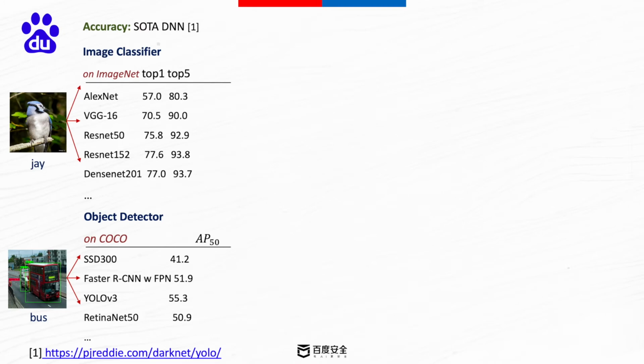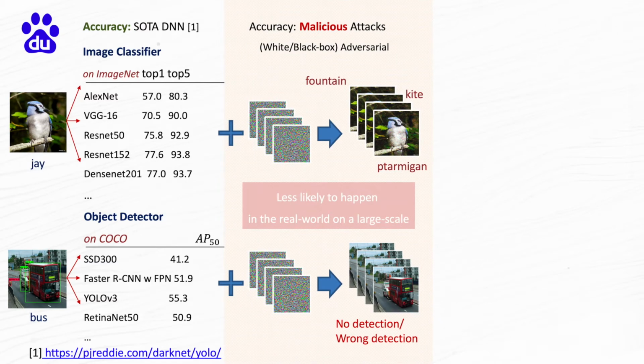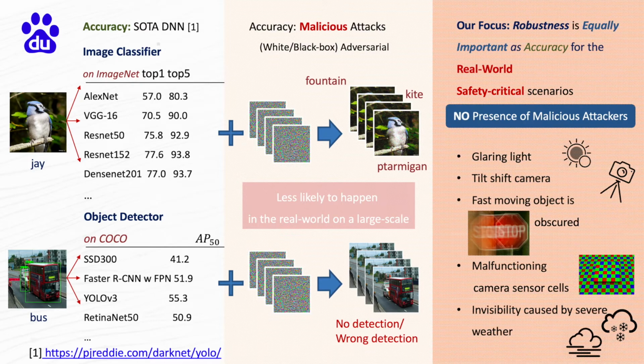Deep learning technology has advanced rapidly in the last several years. It has surpassed human performance on image classification tasks, and it has also been doing very well in object detection, which is widely adopted in autonomous driving applications. And accuracy is the one and only metric to evaluate the model performance.